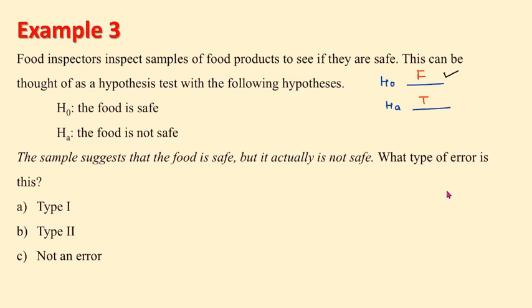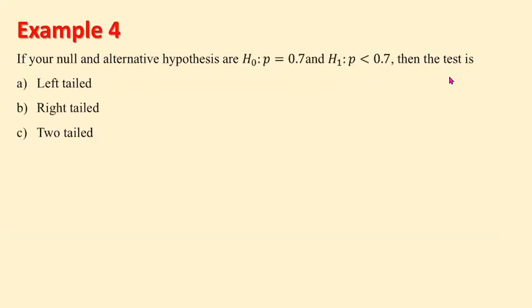The error that is made here is that when the null hypothesis is false, we are supposed to reject the null hypothesis, but here we fail to reject the null hypothesis. So this must be a type 2 error. Okay, next one.